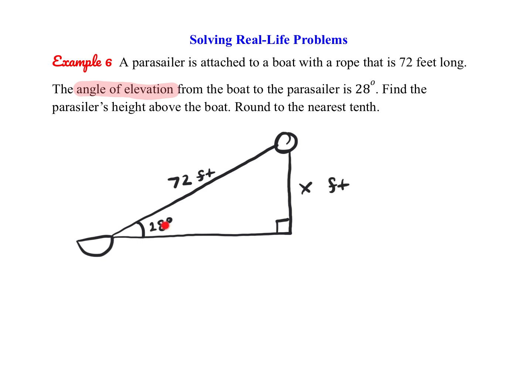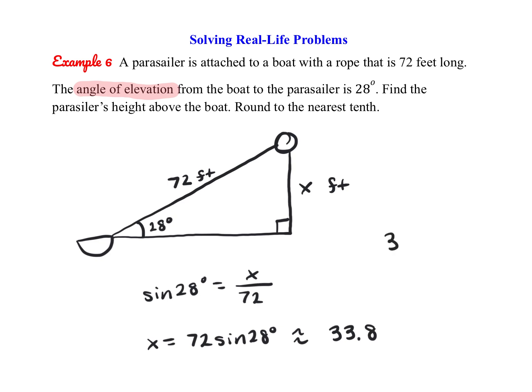So then this is just like the last examples. I look at it and I say, what do I have? I have the opposite and the hypotenuse. So I can say sine of 28 degrees equals x over 72. So x equals 72 times the sine of 28 degrees. We'll plug that into our calculator. We get about 33.8. And then we'll just want to make sure we include units for our final answer. So the most important thing here is to remember we always draw an angle of elevation from a horizontal line. It has to be touching a horizontal line.